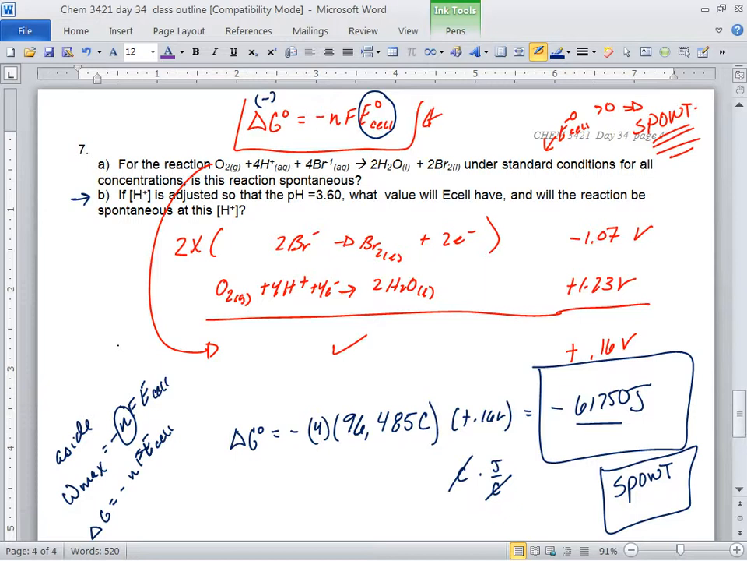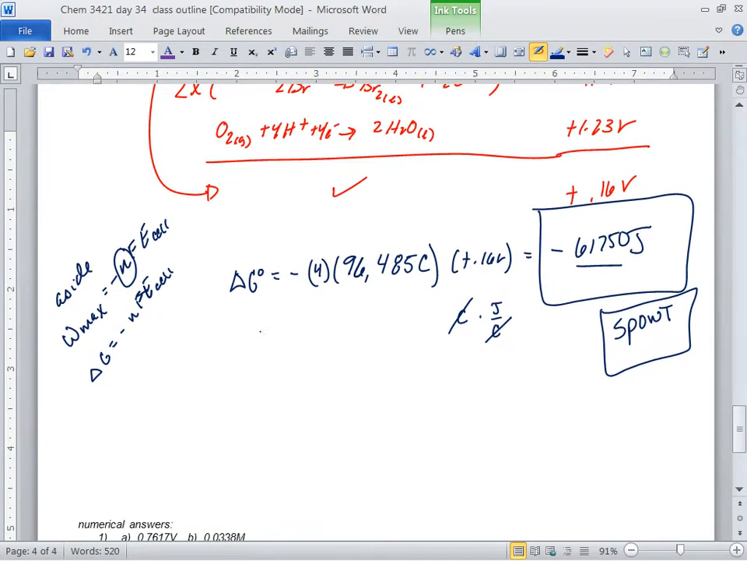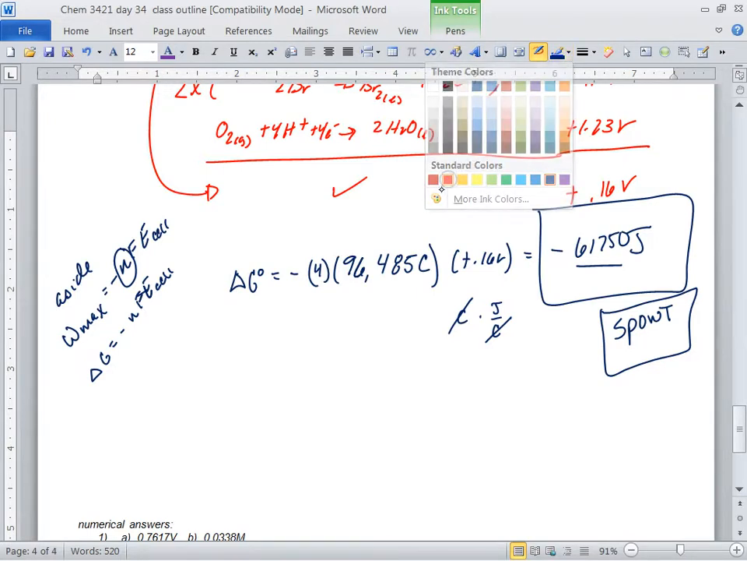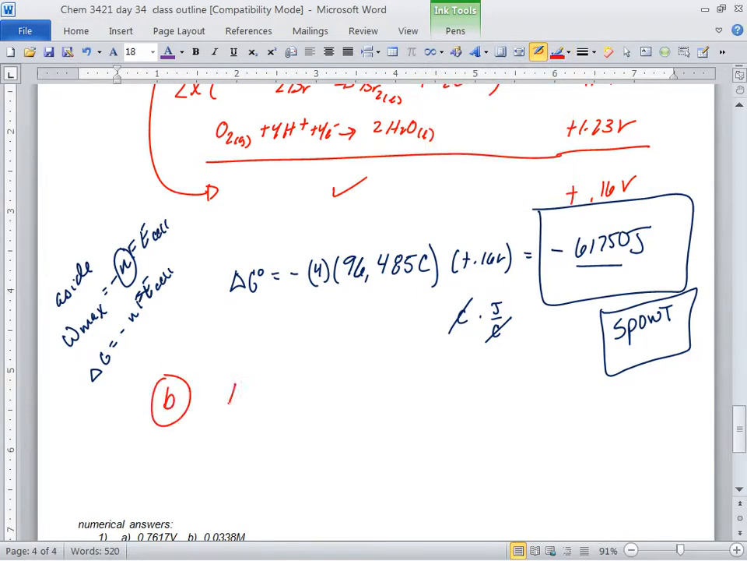So how do you calculate these E cells? We have to use whose equation? Nernst. So let's write our Nernst equation. E cell is E0 cell minus 0.059, I forget, 1 or 2 or something, all over n, log of, what symbol?